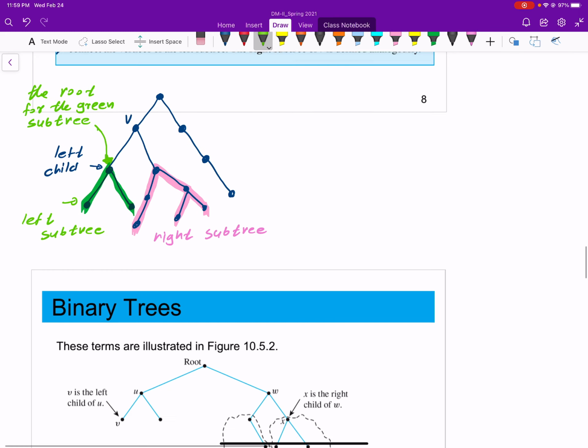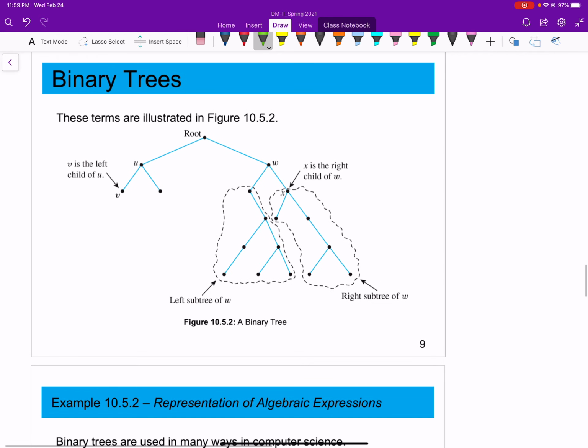All right, so let's move to the next slide. Now again, you have a binary tree as an example. So this example explains everything. It has the root right here. The root has two children, U and W, and U has V as the left child. So this is the left child of U.